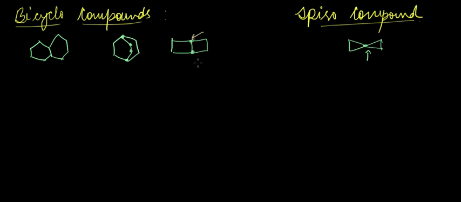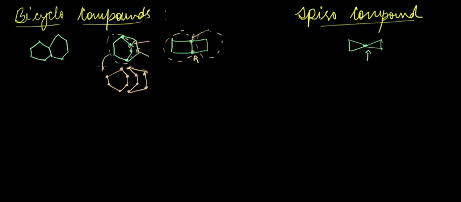Here, as you can see, there are two carbon atoms which are common between this ring and this ring. Similarly, there are two carbon atoms common between, let me draw the ring structure as well, this ring and this ring and this ring. So this is the second ring and this is the first ring. These two carbon atoms are common between the two rings, right? In this bicyclo compound as well, these two carbon atoms are common between this ring and this ring.